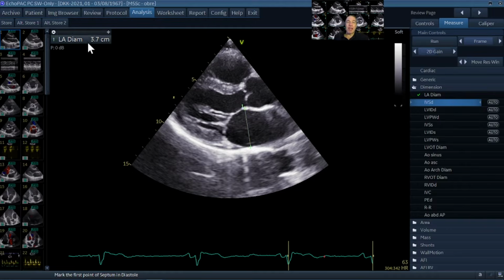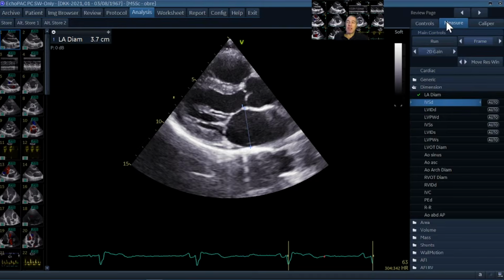And this gives me a diameter of 3.7 centimeters, 37 millimeters, which is within the normal range, which should be below 38 to 40 millimeters, depending on the age and size of your patient.